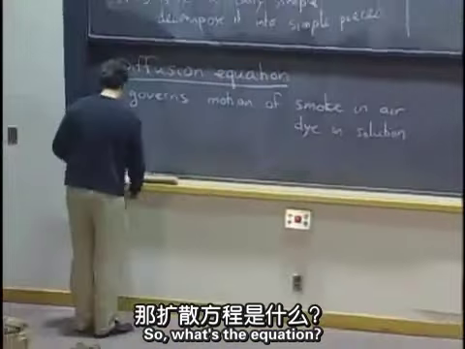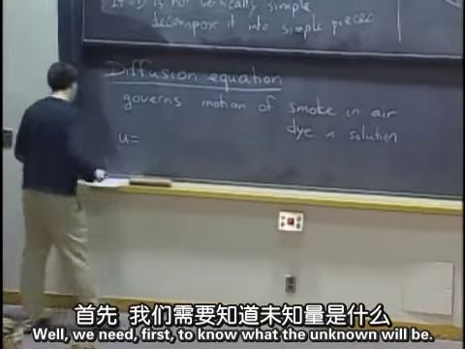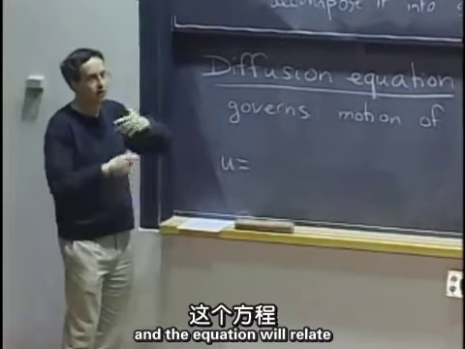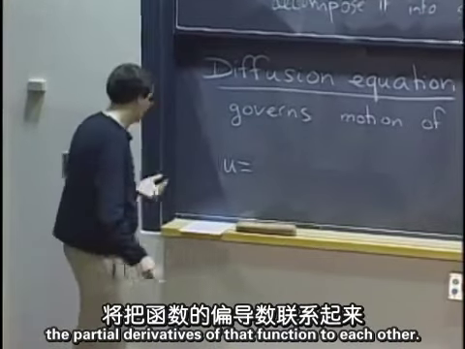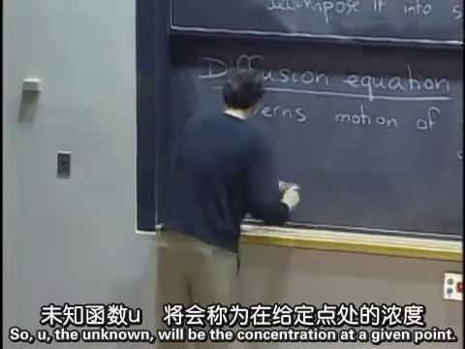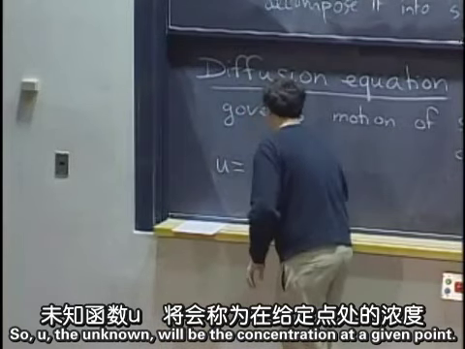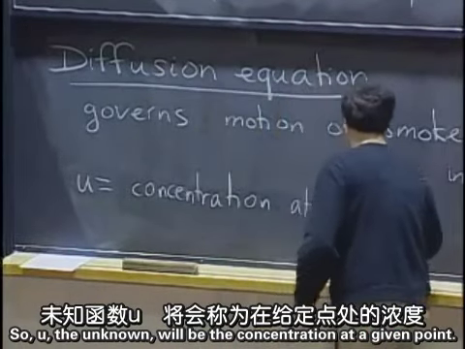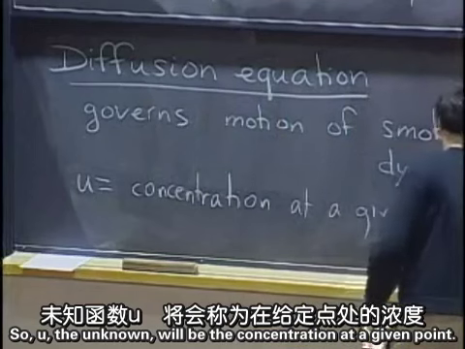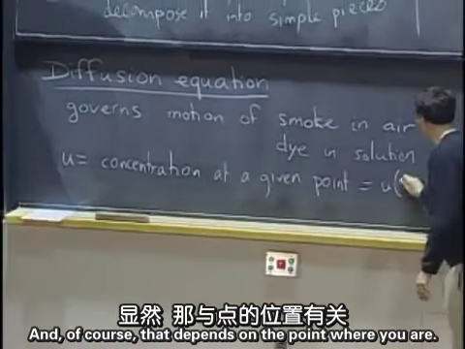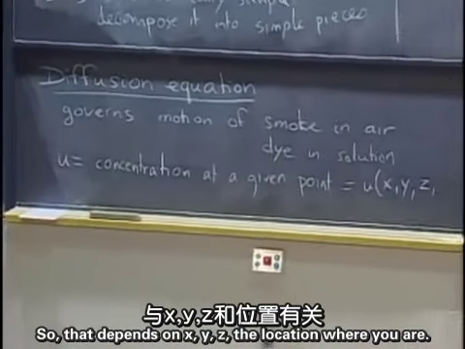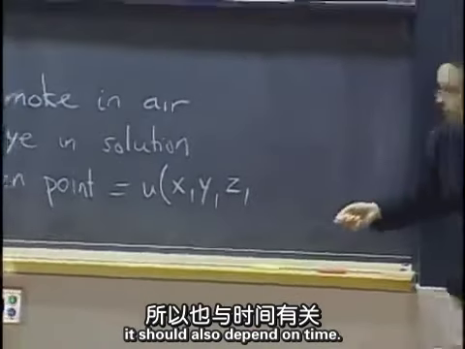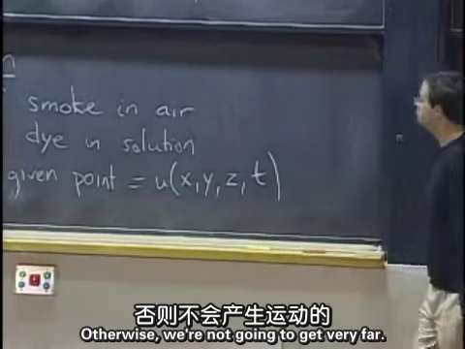So what's the equation? Well, we need first to know what the unknown will be. So it's a partial differential equation. The unknown is a function, and the equation will relate the partial derivatives of that function to each other. So u, the unknown, will be the concentration at a given point. And of course, that depends on the point where you are, so that depends on x, y, z, the location where you are. But since the goal is to also understand how things spread over time, it would also depend on time. Otherwise, we are not going to get very far.